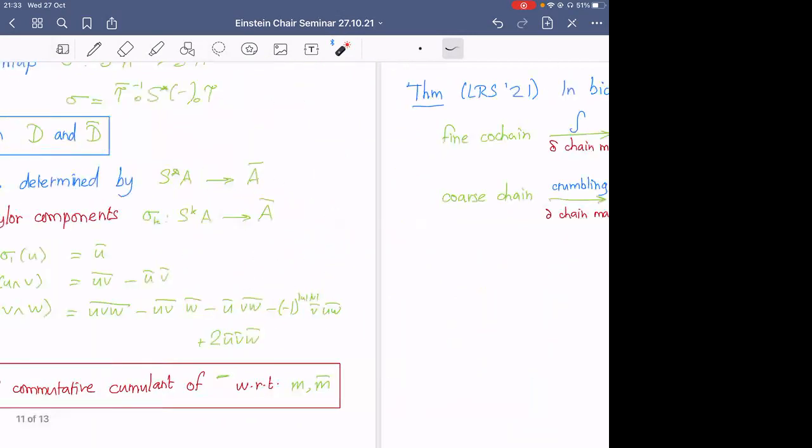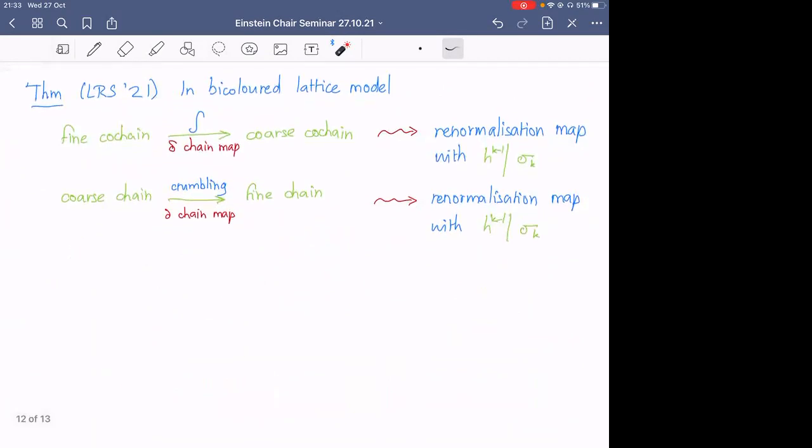So again, we can ask what happens in our particular case. And the answer is that, if you take the case of cochains, so then you're taking fine cochains to coarse cochains, exactly the diagram I was writing just now, you're integrating, averaging. Then the normalization map you get is such that, again, you have this h to the k minus 1 divisibility.